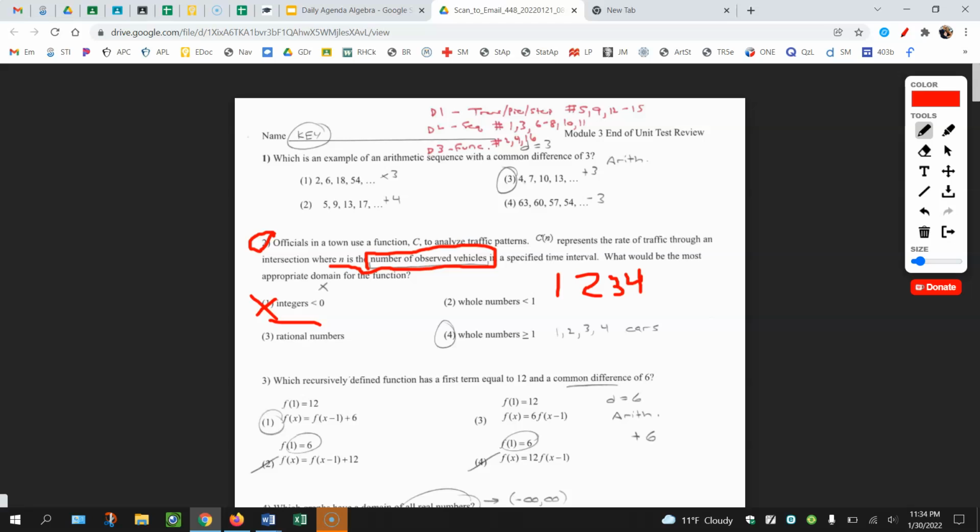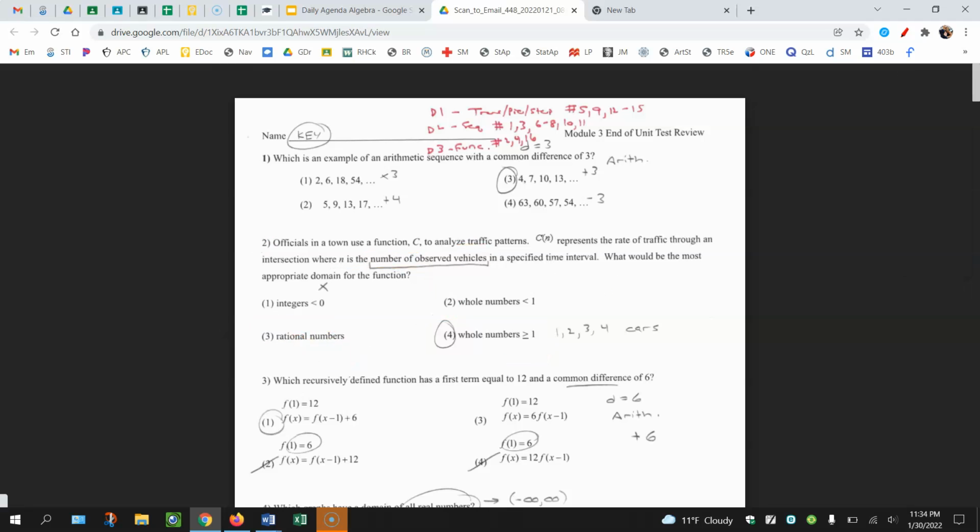Whole numbers less than 1, you'd be talking about 0, -1, -2. So that, again, is out. Rational numbers would include all decimals and fractions. So we're not going to have 1.5 cars or anything like that going through the intersection. So that's out. The correct answer here is whole numbers greater than or equal to 1. You could have 1 car, 2 cars, 3 cars, 4 cars, etc. going through this intersection during a specific time interval. So what you want to do here first is identify what is the domain. It's the number of observed vehicles, then go through the answer choices and figure out which makes the most sense.